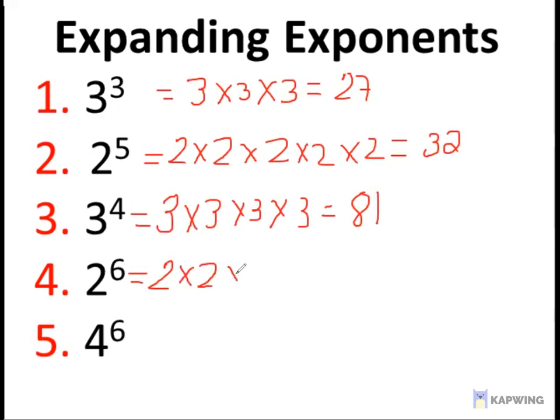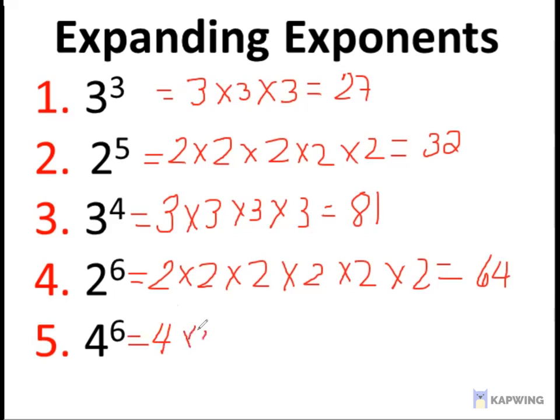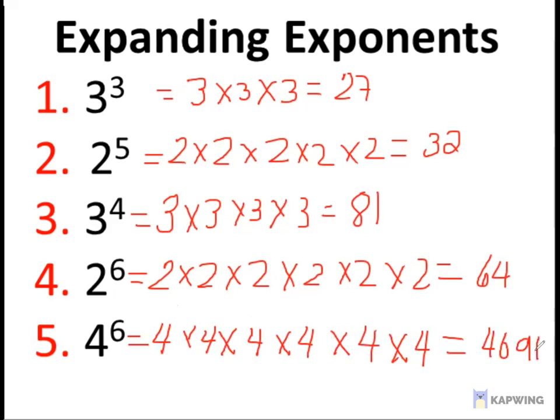So, magiging 2 times 2 times 2 times 2 times 2 times 2. So, which is equal naman sa 64. And of course, itong 4 to the 6th power, 6 na beses. So, 4 times 4 times 4 times 4 times 4 times 4, which is equal to 4,096. So, ito po yung expanded form.